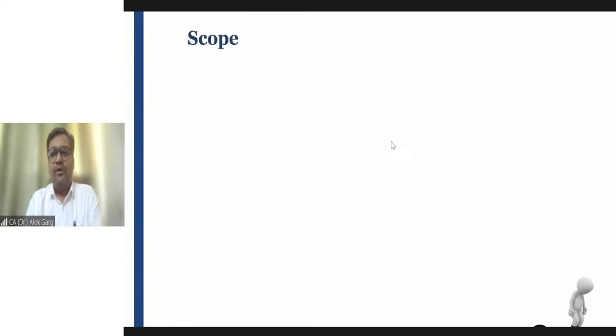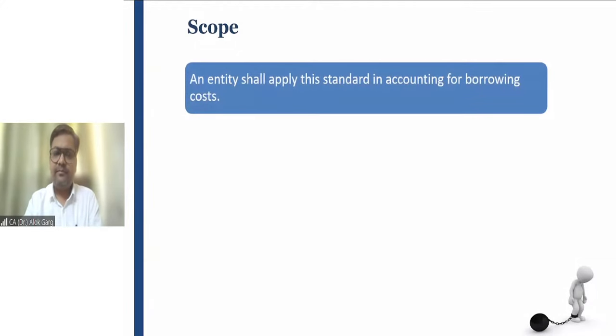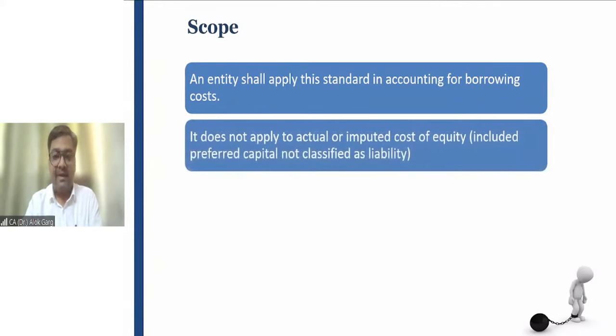So friends, borrowing cost can be OPEX, borrowing cost can be CAPEX. Generally, borrowing cost is a cost of borrowing. It's an interest cost. It has to go to the profit and loss account. But there are some situations in which this borrowing cost should be capitalized. And in this standard, Ind AS 23, we are going to discuss in which situations borrowing cost is going to be capitalized. Right? Clear? Okay. An entity shall apply this standard in accounting for borrowing cost. As the name suggests, of course, we are going to talk about the accounting for borrowing cost when it is going to be capitalized. Right?